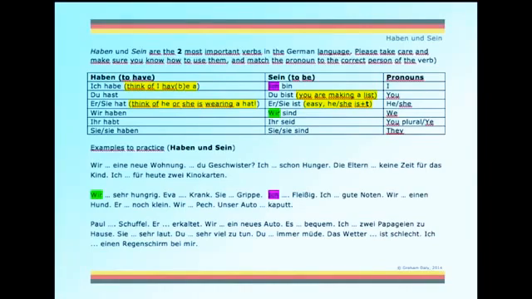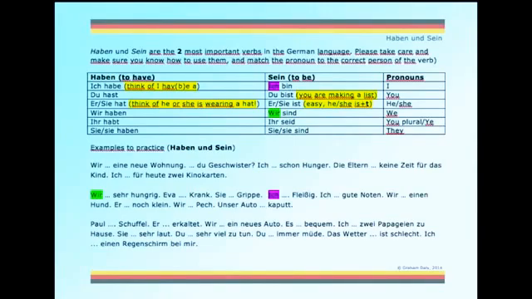Okay, the next example. Ich schon Bärenhunger. Okay, the next example. Die Eltern keine Zeit für das Kind. And the last example. Ich für heute 2 Kinokarten. Rewind the tape and play it again if you didn't get all the answers.